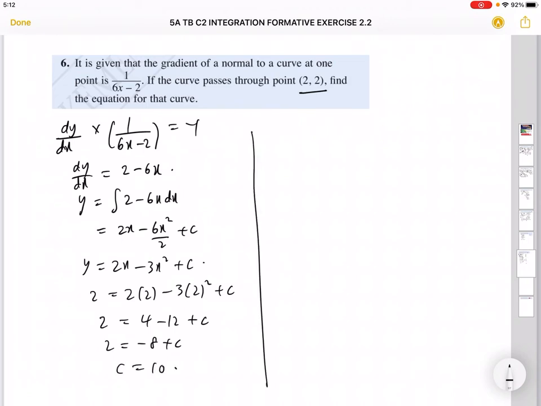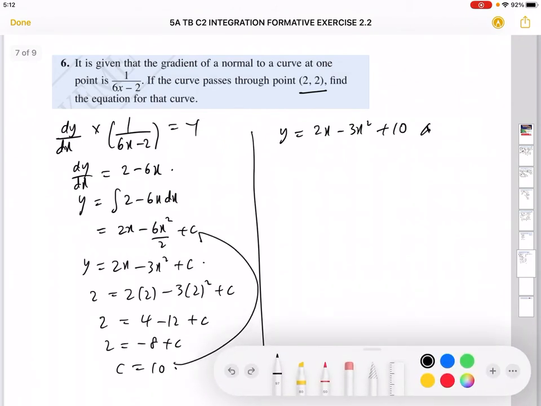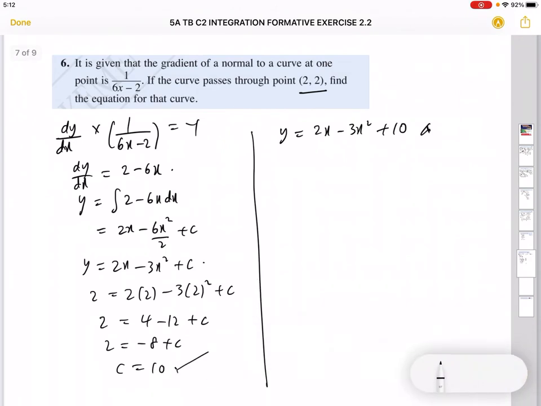So your equation of the curve is therefore y equals 2x minus 3x squared plus c. My c is 10, so just sub back the c. Sorry, I should draw here, inside here. Yeah, okay.